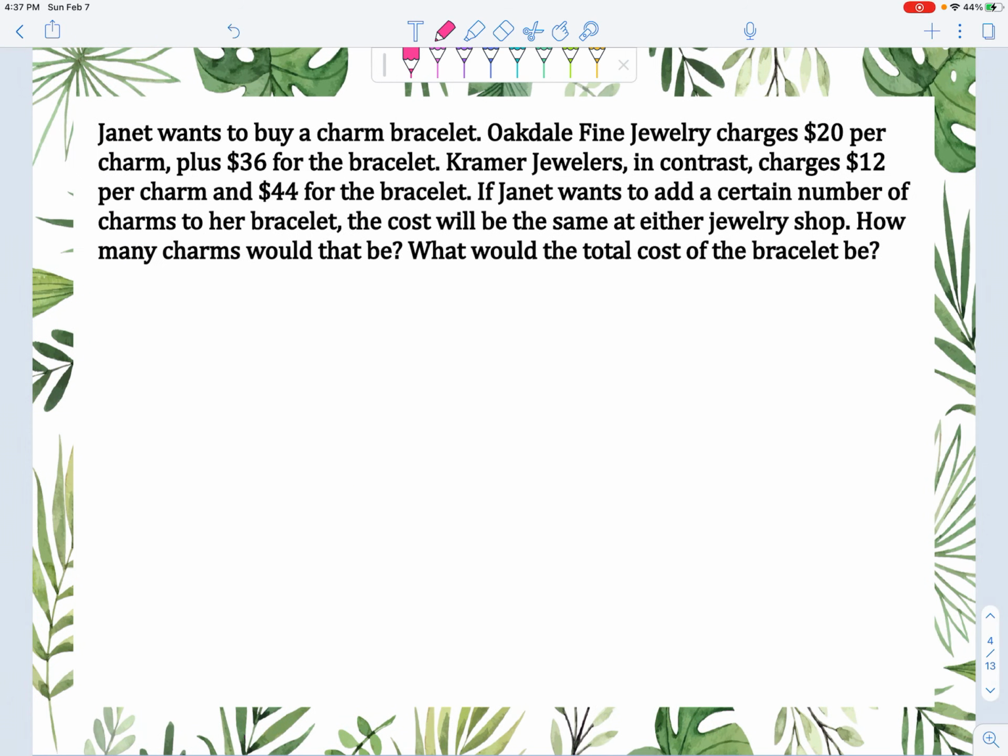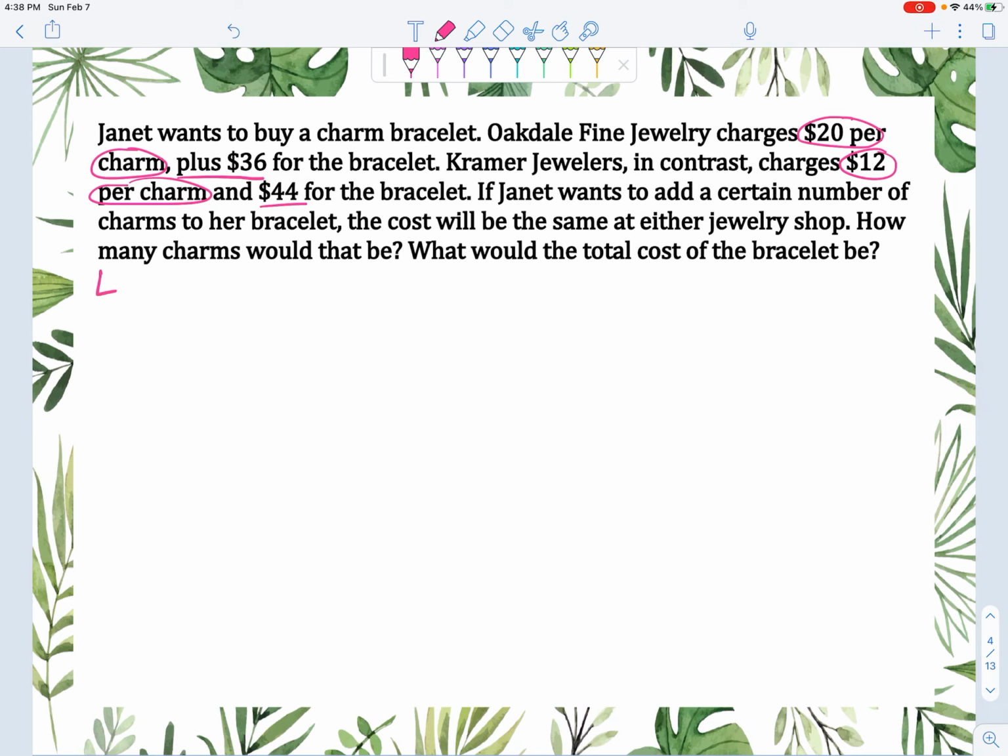Let's do another one. Janet wants to buy a charm bracelet. Oakdale Fine Jewelry charges $20 per charm plus $36 for the bracelet. Kramer Jewelers, in contrast, charges $12 per charm and $44 for the bracelet. If Janet wants to add a certain number of charms to her bracelet, the cost will be the same at either jewelry shop. How many charms would that be? What would the total cost of the bracelet be?